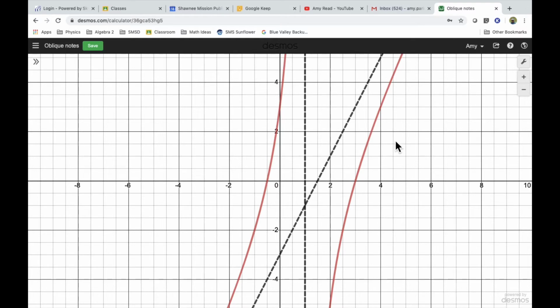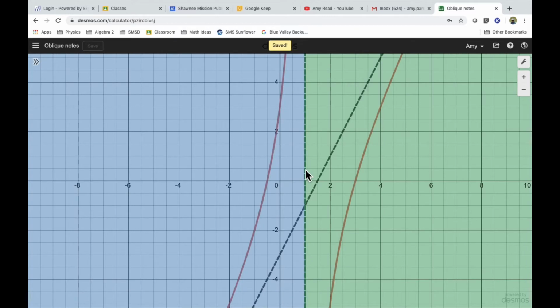Another thing to think about is where is the graph and where isn't the graph. And so when we talk about these, we have to have something in each section of the graph. But when I say each section of the graph, I'm only talking about from left to right. My vertical asymptote is kind of my dividing line here. I have to have something to the left of this vertical asymptote, and I have to have something to the right of this vertical asymptote.